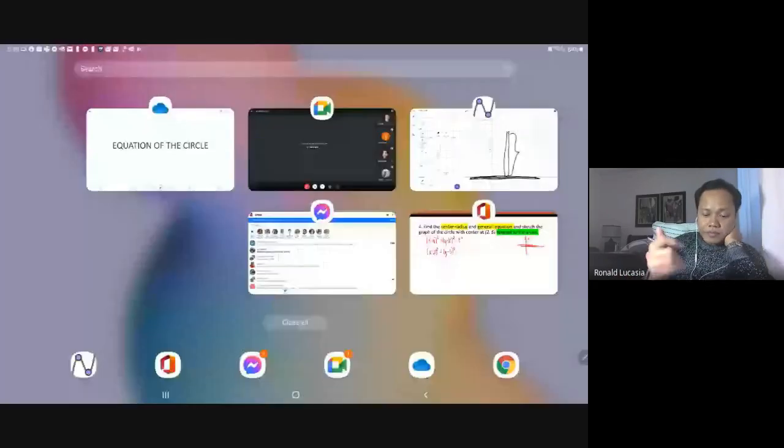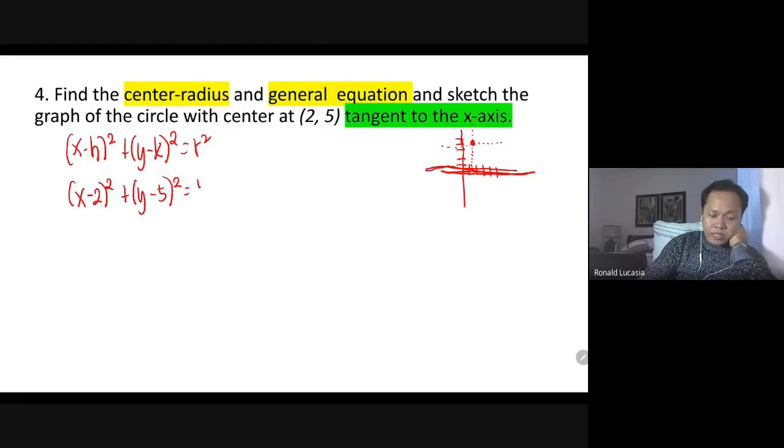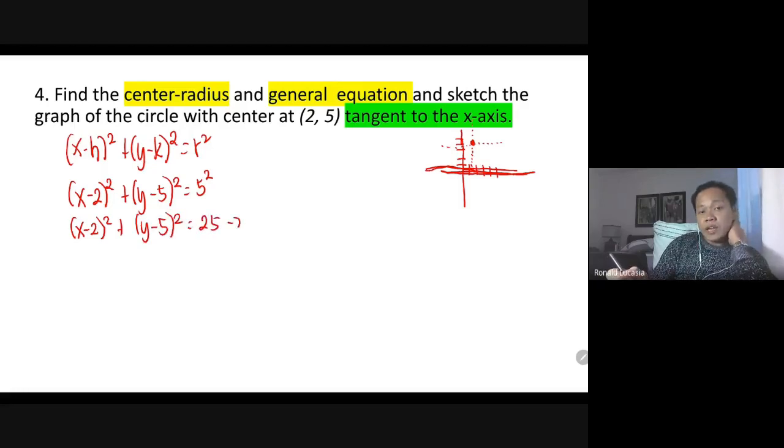Then the radius here is 5 squared. So we'll have now (x - 2)^2 + (y - 5)^2 = 25. This is now the center radius form or the standard form.